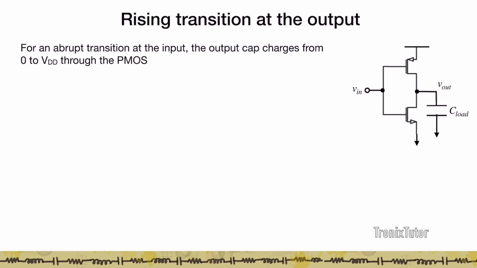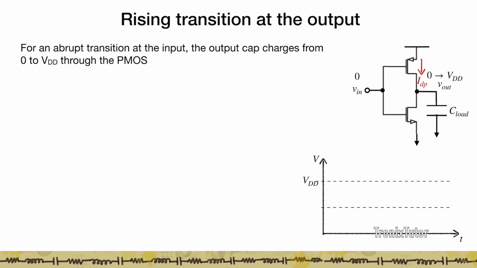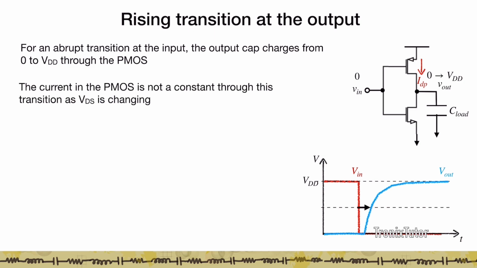Similarly, for the rising transition at the output, we assume that the input transitioned abruptly from VDD to 0, in which case your NMOS shuts off, your PMOS turns on, and your output rises from 0 to VDD. So again, this NMOS is turned off. The PMOS now functions as a source of current, and initially the PMOS has a large VSD, so it's going to be in saturation. As this voltage rises from 0 to VDD, the PMOS moves into the triode region, and so you again get a combination of both a current source as well as a resistive kind of charge up.